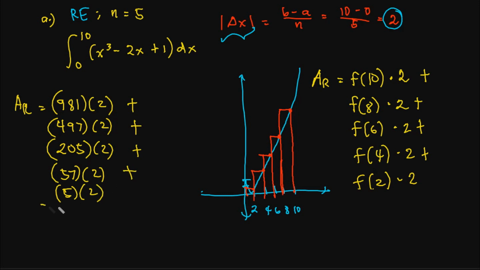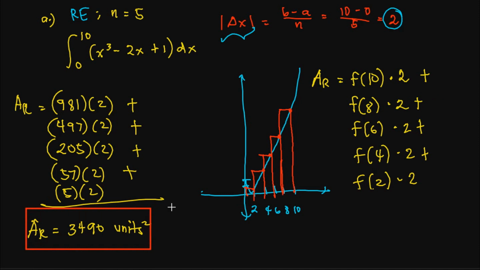And then, we just have to add all of this. If we add all of this, then we get our area using the right endpoint as 3,490 units squared. Okay. So, as you can notice, the area using the left endpoint, this is our area using the left endpoint, equal to 1,530 units squared.